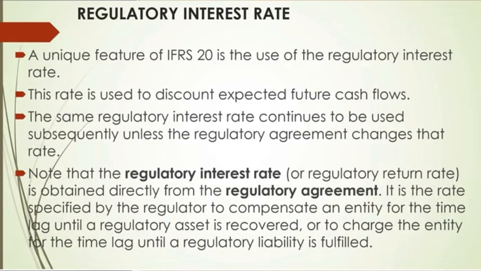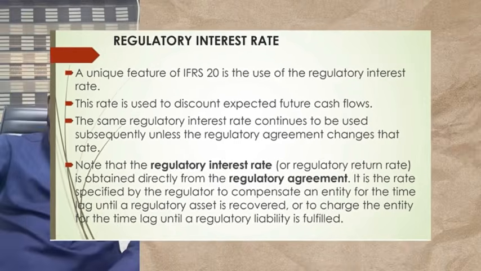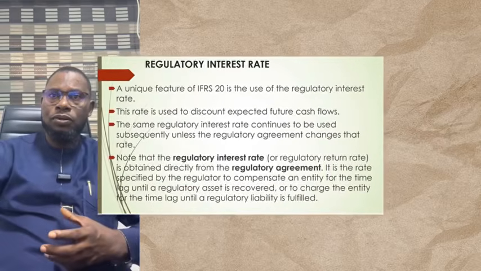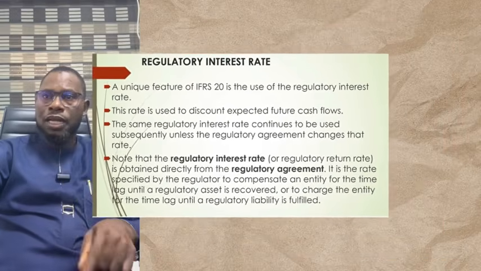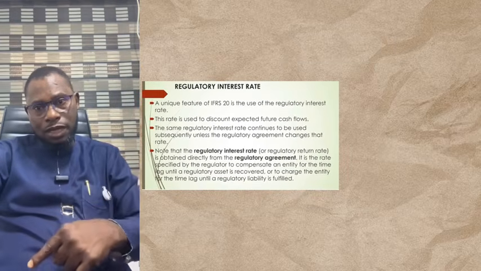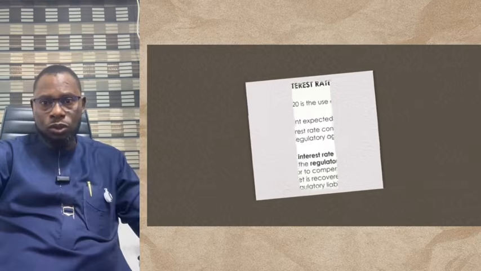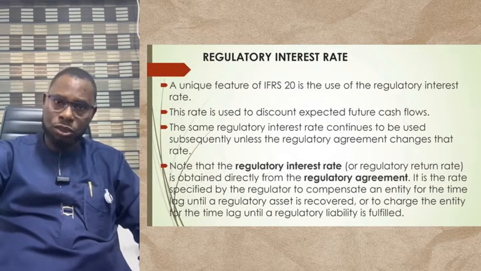Okay, now let's look at regulatory interest rates. A unique feature of IFRS 20 is the use of the regulatory interest rate, which I explained before. And this rate is used to discount expected future cash flows. The same regulatory interest rate continues to be used subsequently. So even in subsequent years, you use the same regulatory interest rate to discount. Good. Unless the regulatory agreement changes that rate. So if there's a fresh regulatory agreement that changes the rate, then that new rate that is agreed upon will now supersede. But if not, the old regulatory rate will be applied in subsequent years.